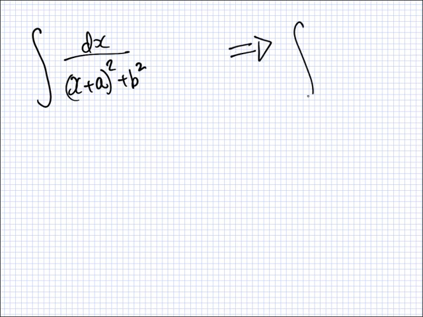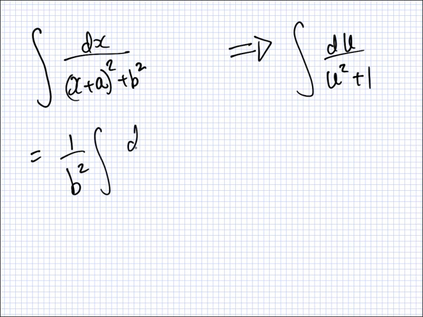Watch. I want to integrate dx over x plus a squared plus b squared, okay? But I want to make this become something like du over u squared plus 1. So what I could do is change this into 1 over b squared, integrate dx over x plus a squared over b squared plus 1.